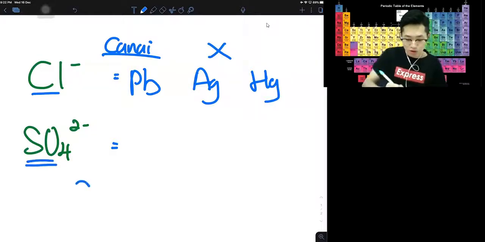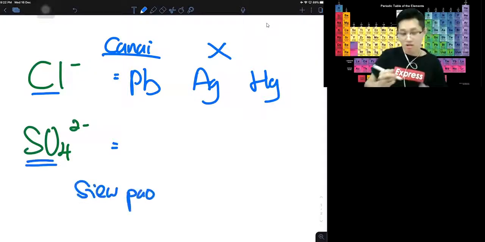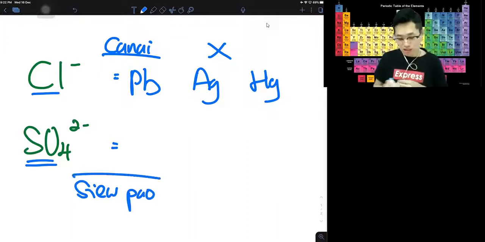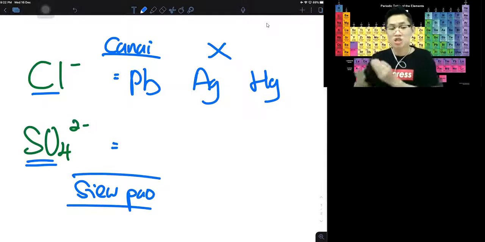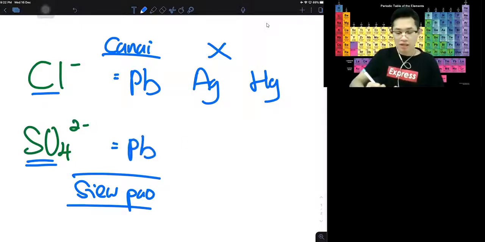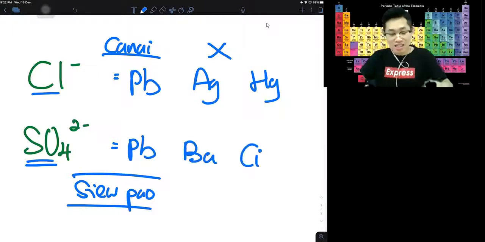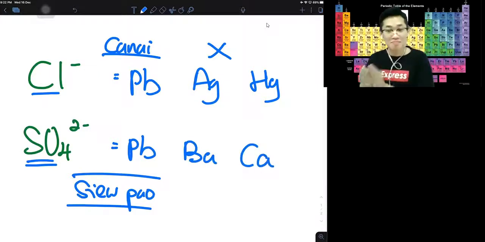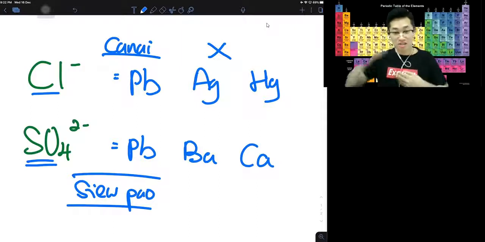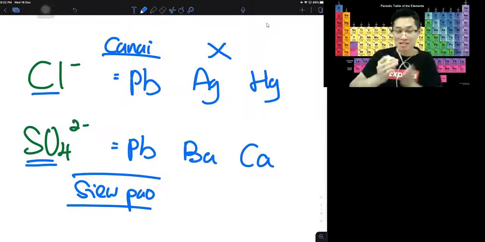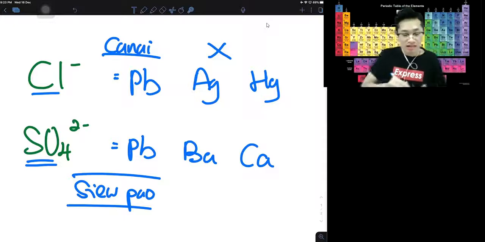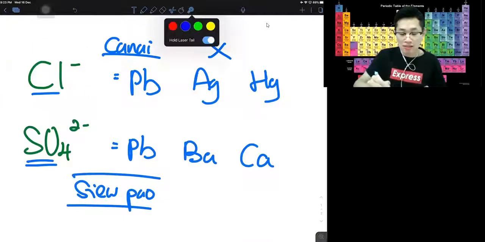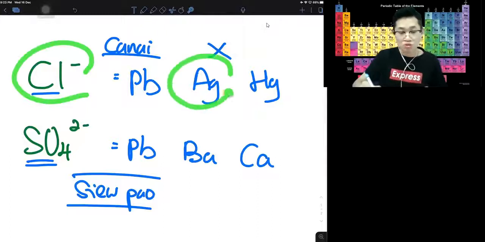S, we call it siu bao. You want to know what is siu bao? You can Google this, then you will see the siu bao. Siu bao will become insoluble when it pairs with Persatuan Bahasa Cina, Ba. Roti canai, Persatuan Agama Hindu; siu bao, Persatuan Bahasa Cina. So the salt that I will be adding to test Cl is Ag. I will be using Ag to test Cl.